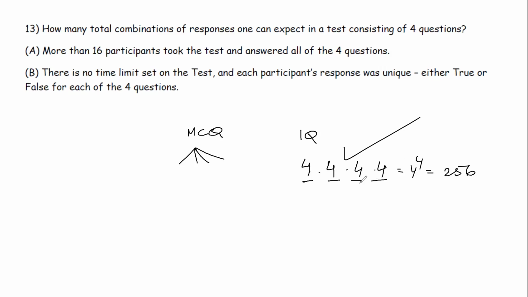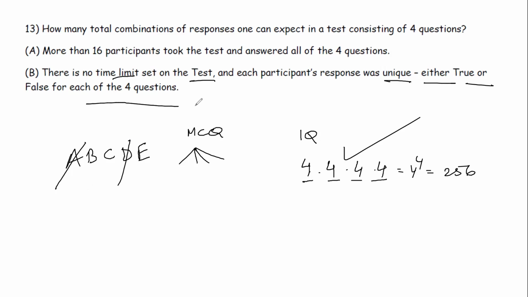All right. So A: more than 16 participants took the test and answered all the 4 questions. Well, we know how many participants took the test, but we don't know what kind of responses there are: true or false, 4 option MCQ, 5 option MCQ. We don't know that. So A doesn't answer. B: each participant's response was unique, either true or false, for each of the 4 questions. Meaning everyone responded either true or false.